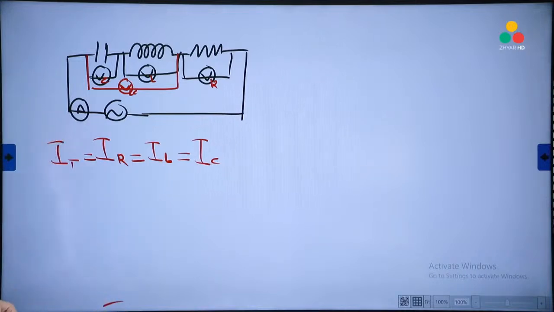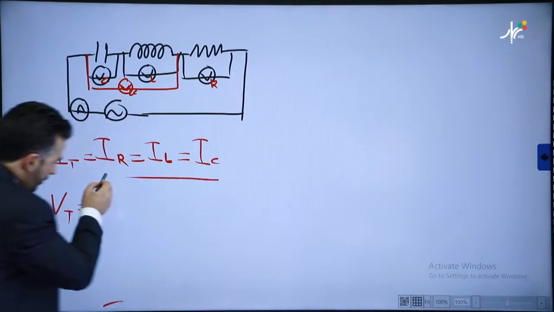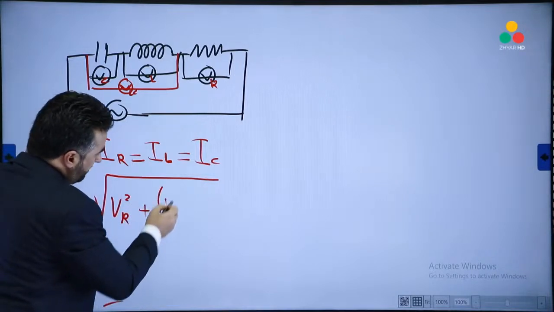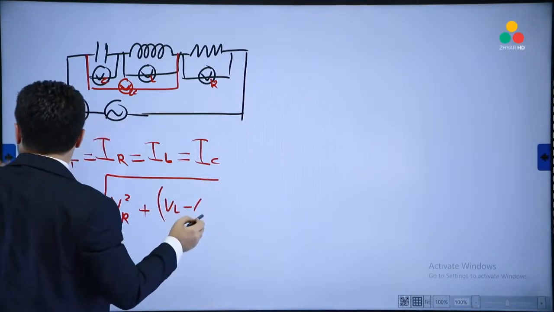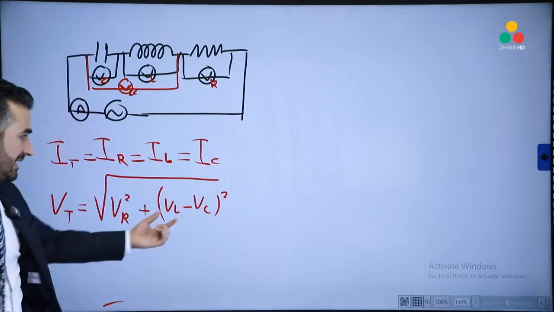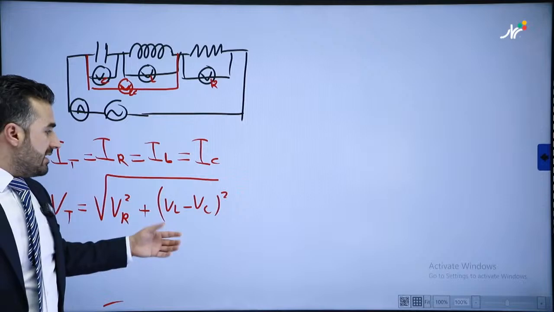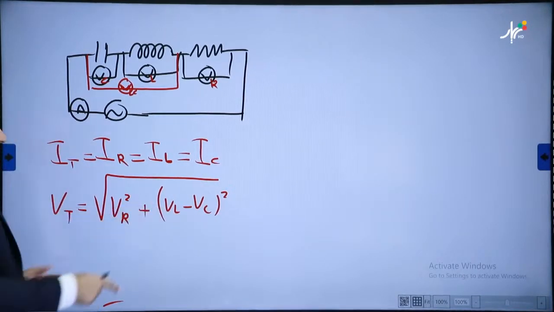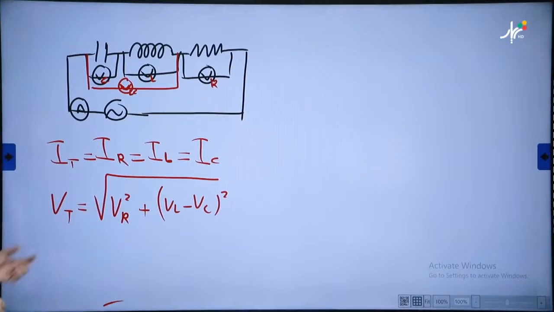What about the voltage here? If we're going to find V total, it is additive, so we'll have to use the Pythagorean theorem. It becomes VR squared plus VL minus VC, but remember, the whole thing inside the bracket is squared. I'll tell you why in a second. Just remember this. That is one way to find V total.